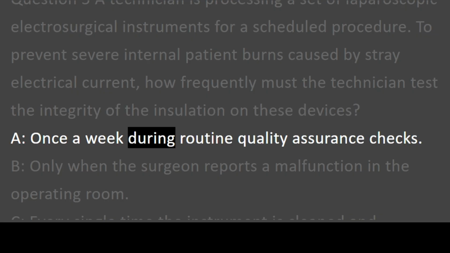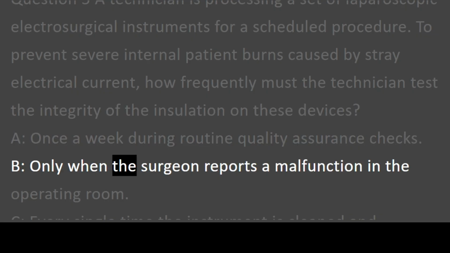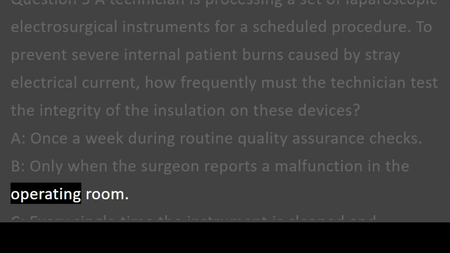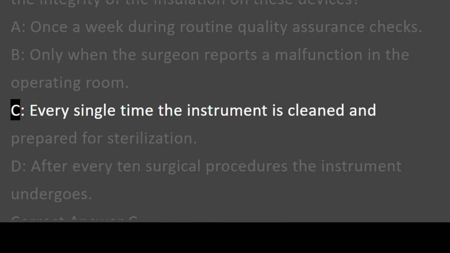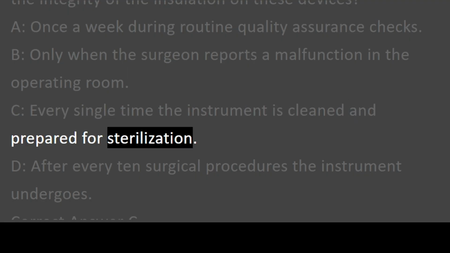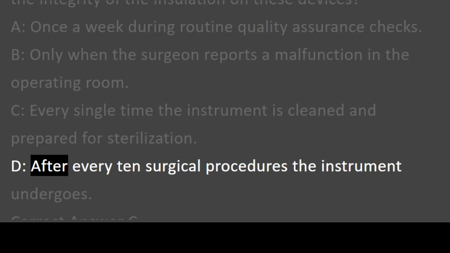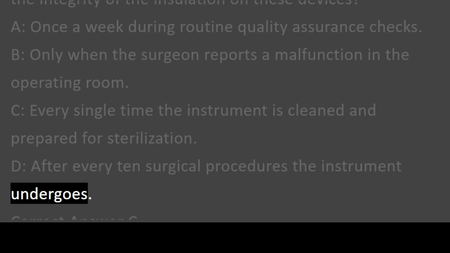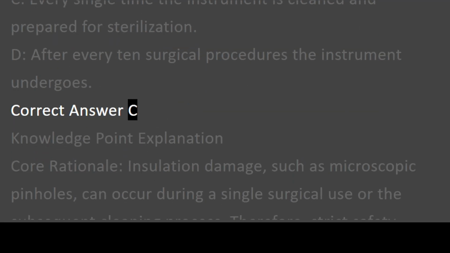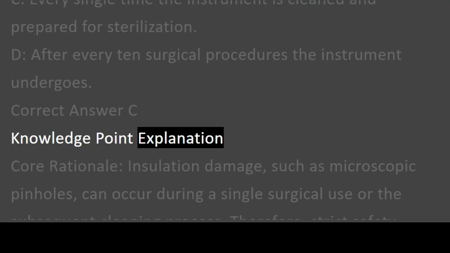A. Once a week during routine quality assurance checks. B. Only when the surgeon reports a malfunction in the operating room. C. Every single time the instrument is cleaned and prepared for sterilization. D. After every 10 surgical procedures the instrument undergoes. Correct answer: C. Knowledge point explanation.